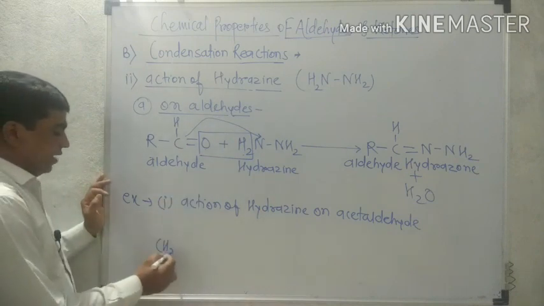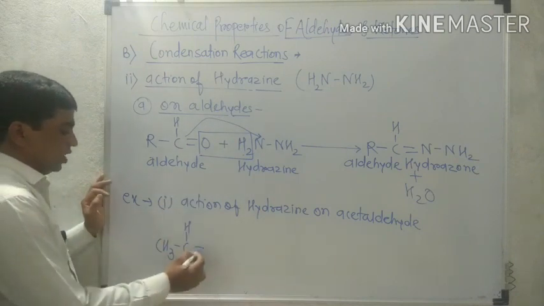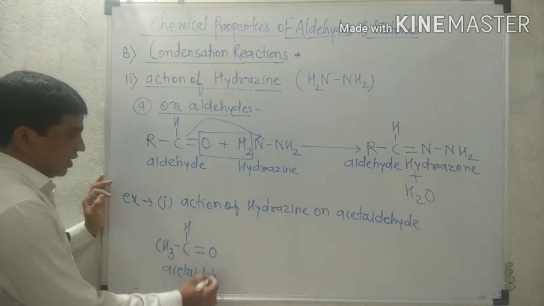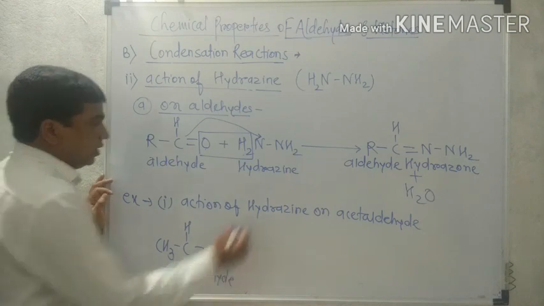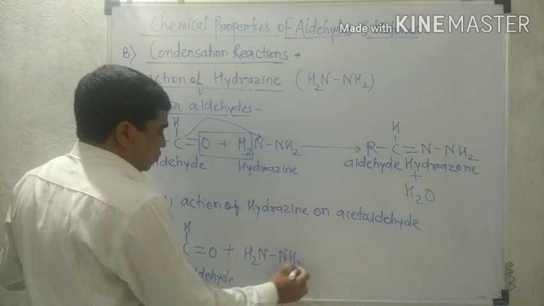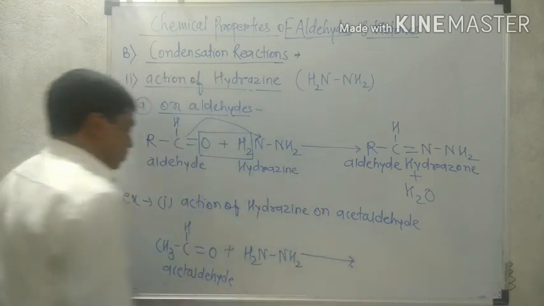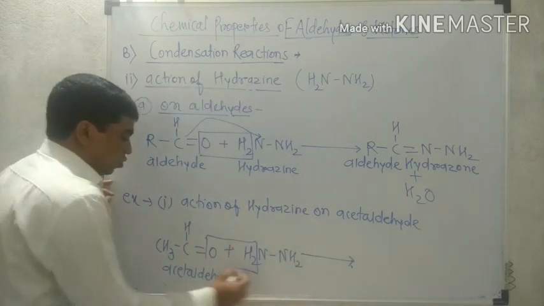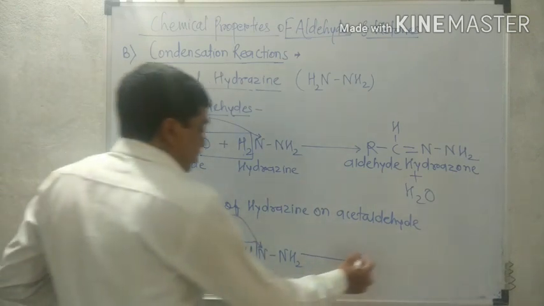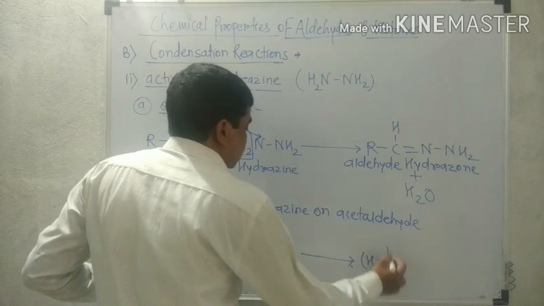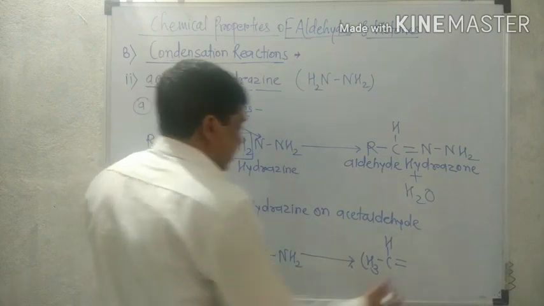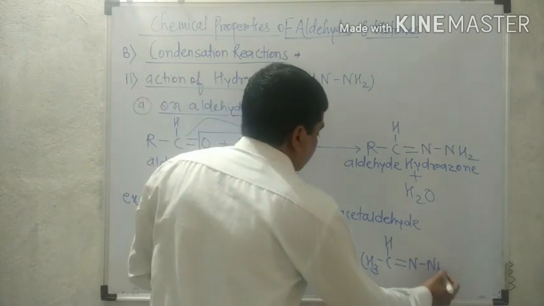Acetaldehyde has the formula CH3CHO. When acetaldehyde reacts with hydrazine, NH2NH2, H2O is formed. The double bond now forms with nitrogen. So our product is CH3CH=N-NH2.